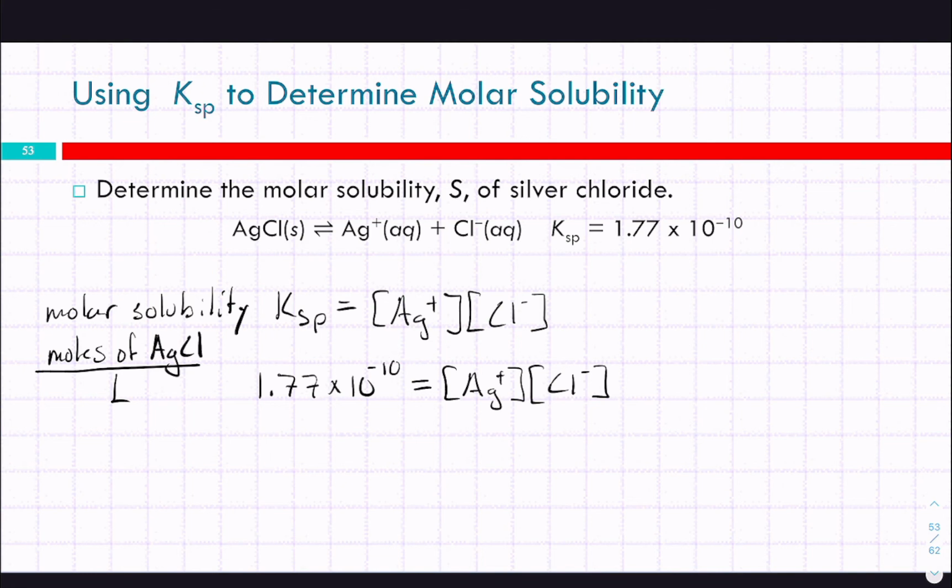So what we do instead is we say both of these ions would be coming from the same source. For every silver chloride that dissolves, it's going to produce an Ag+ and a Cl-. So both of these are coming from the same source, and we're going to substitute both of these for S. You can think of that as the source if you want. KSP is 1.77 times 10 to the negative 10, so S times S is going to be S squared.